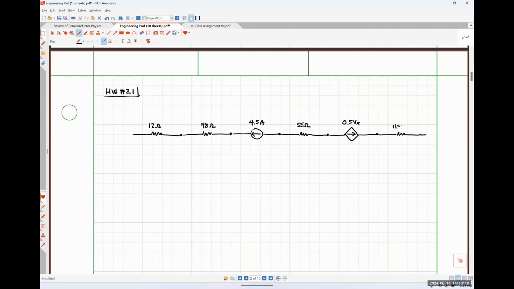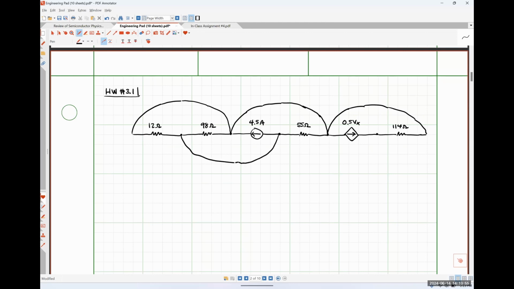which is 114 ohms. Then we have all these weird kind of loops and swoops. So let me attempt to draw them really quickly. So there is a loop here, another one here, another here. Sorry about that. And then we have 2 on the bottom, like so.